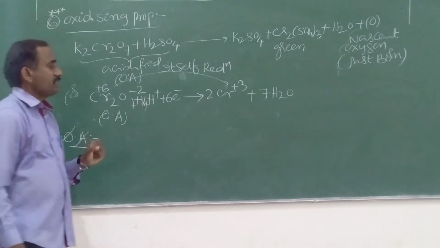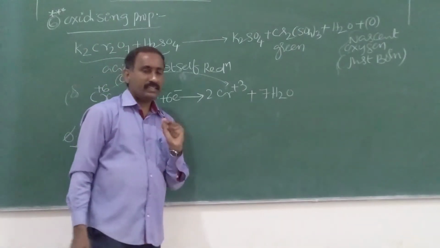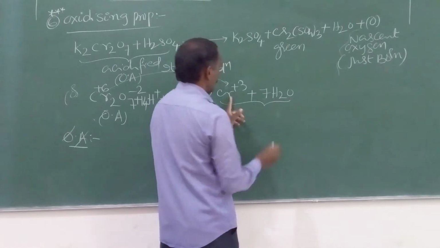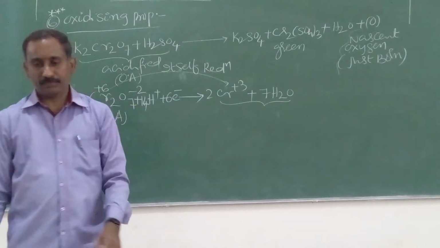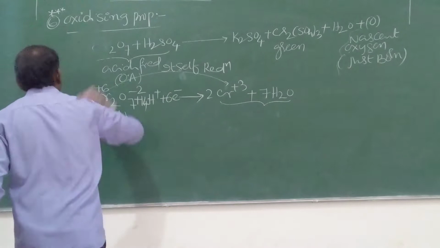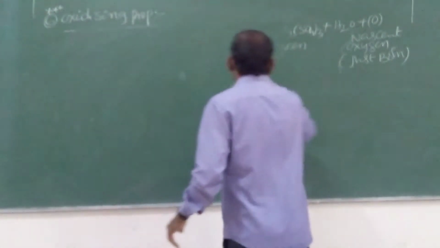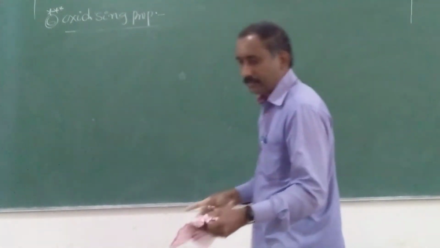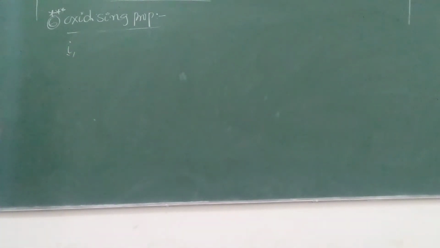Now, after that, the oxidizing properties will come. In all the oxidizing properties, these are the common byproducts: Cr3+ and H2O. Next, the first property you want to write down. It means acidified potassium dichromate oxidizes ferrous salts to ferric salts.